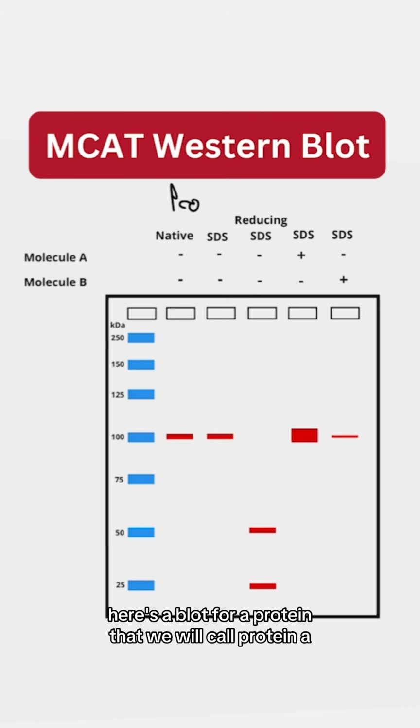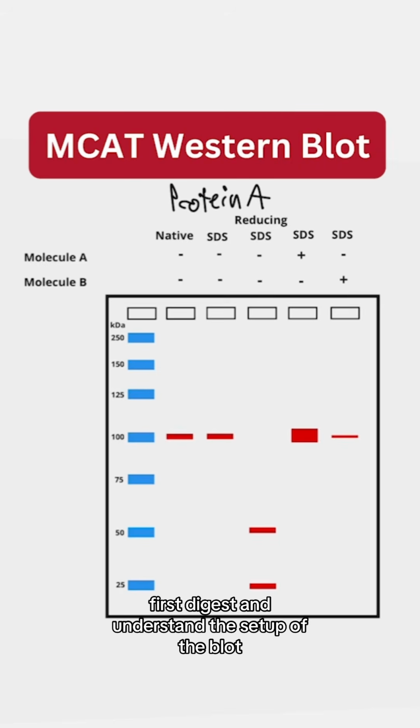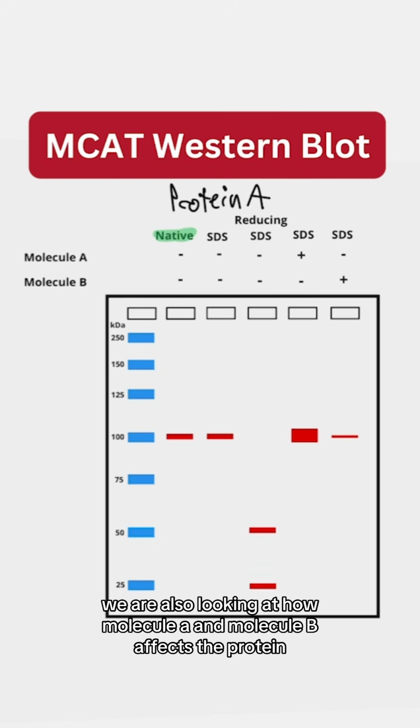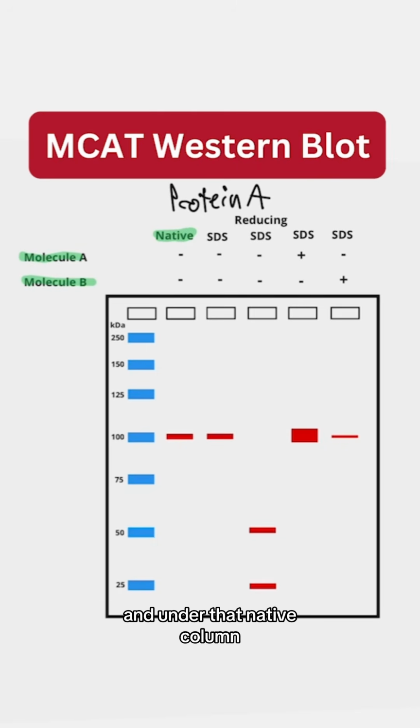Here's a blot for a protein that we will call protein A. First, digest and understand the setup of the blot. Our first column is showing the protein under native conditions, which is how the protein normally is in the cell. We are also looking at how molecule A and molecule B affect the protein, and under that native column, neither of those are present, as indicated by the minus minus. We have a band up here at 100 kilodaltons, which means under native conditions, protein A weighs about 100 kilodaltons.